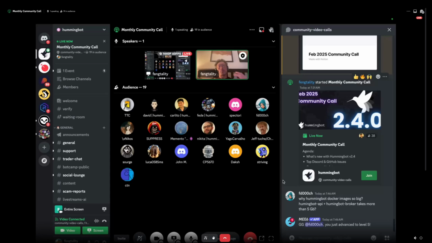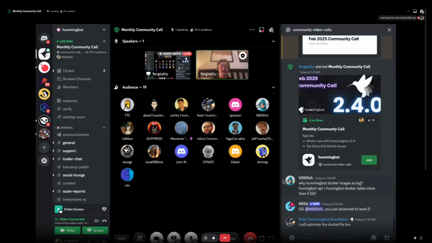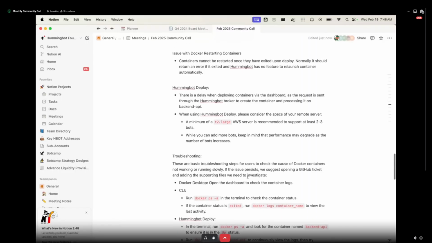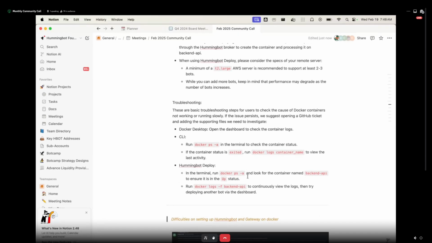But overall, this is actually one of the big reasons for doing the upgrade on both the Hummingbot side and on the gateway side. On the gateway side, I've already seen that the Docker file has gone from like 5 gigabytes down to like 1 or 2 gigs, and I'm pretty sure Fede will do the same thing on the Hummingbot side as well. We do understand that size is a limitation, so we're trying to make it better through the environment upgrades right now. This agenda also has some other tips for users who are encountering Docker container issues. We'll make sure to include a link to this agenda in the YouTube description so people can go through it as well.